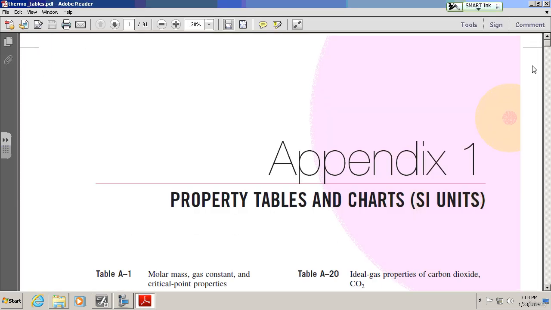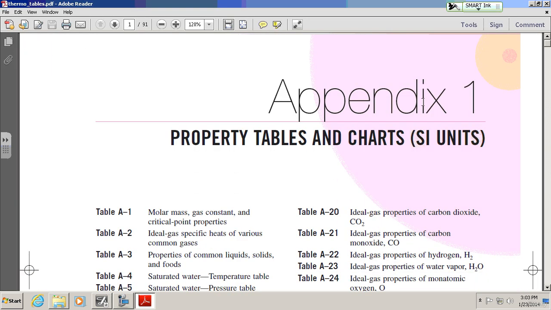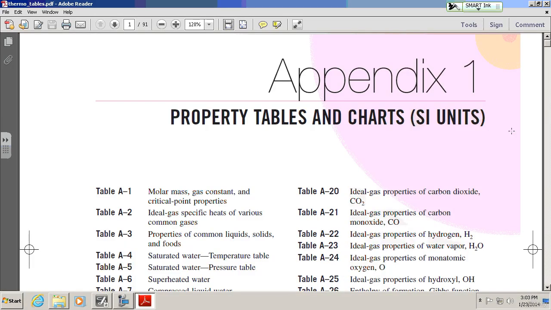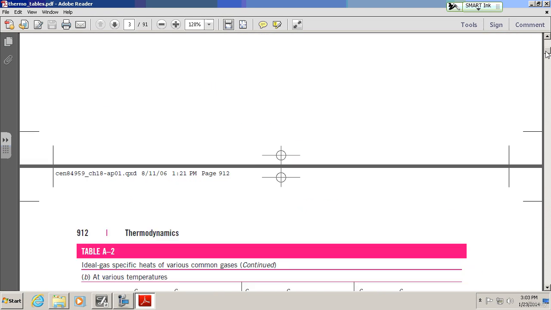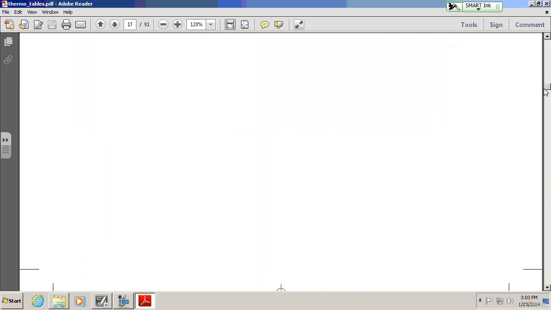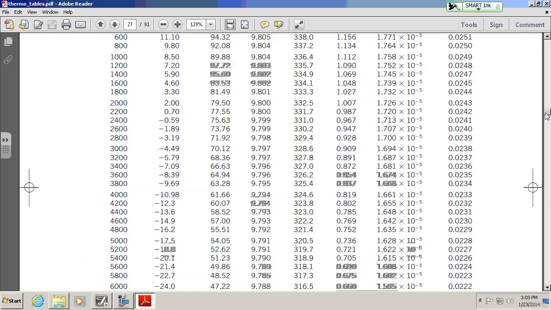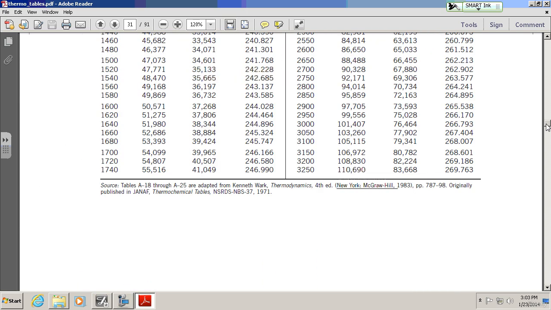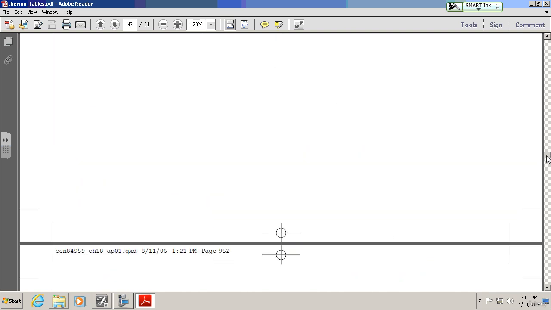Okay. What you'll notice if you bring up the property tables, the first page, it's somewhere around 905 in the textbook. It depends on which version you have of the book, but somewhere around that. You'll notice that you have Appendix 1. It says Property Tables and Charts for SI Units. Okay? Then if you go another 50 pages in your book, you will get to Appendix 2.